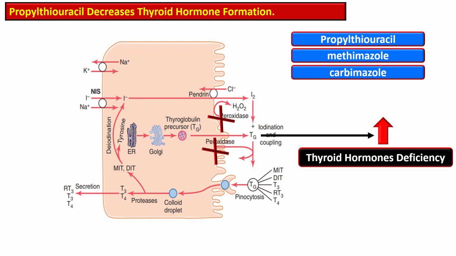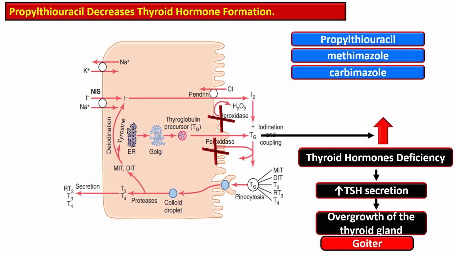As a result, the T3, T4 concentration decreases while the TSH secretion increases, and there is continuous overstimulation of the thyroid gland by the TSH that leads to hypertrophy and hyperplasia. So it results in enlargement of the thyroid gland that is termed as goiter.